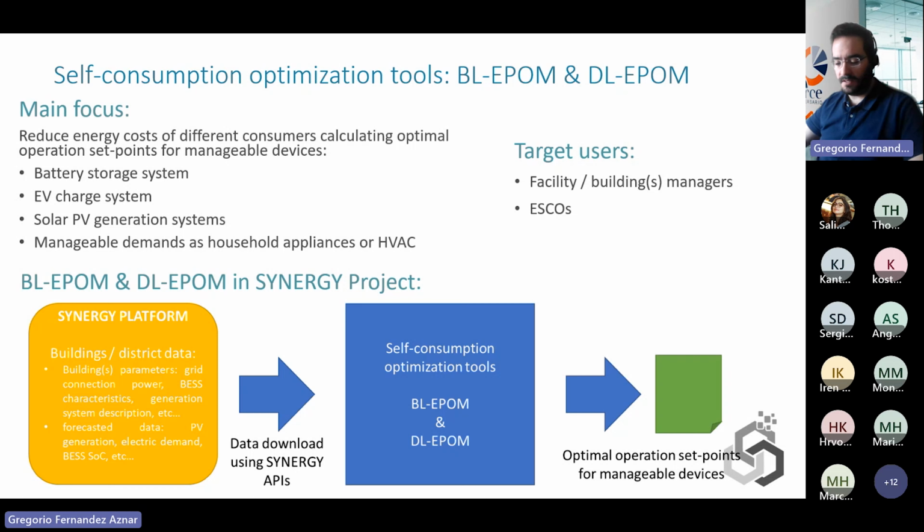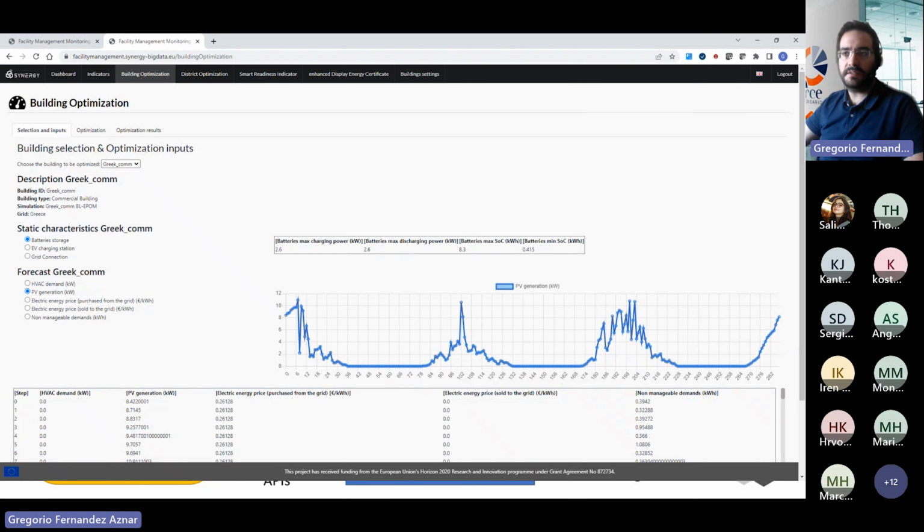Now let's see the tool. Let me switch into the tool. First, you have to be logged in with a registered user and password, so each user can only have access to its own building characteristics, data, and results. In this case, I have used my own data and user to access this building.